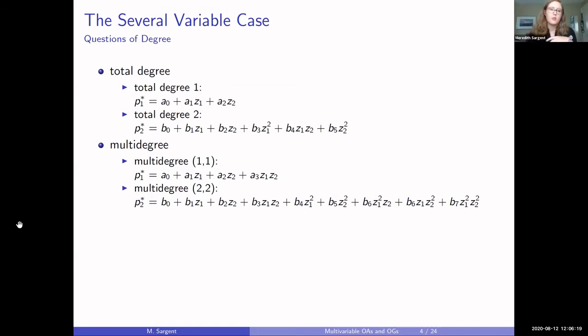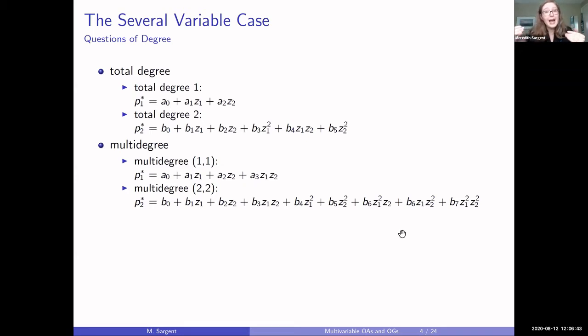Sure, that will give me this polynomial, which has an extra term beyond the total degree version. And multi-degree (2, 2), the engineers called this grade 2. This has way more terms. And it turns out that neither of these is particularly helpful for us, because remember, we want to be able to talk about these orthogonal polynomials.